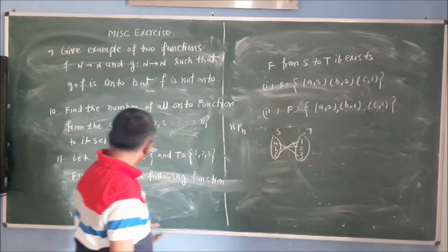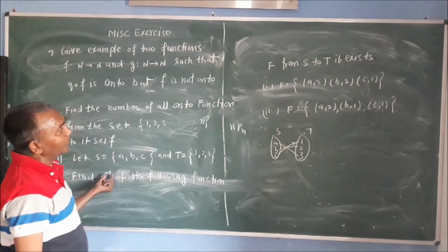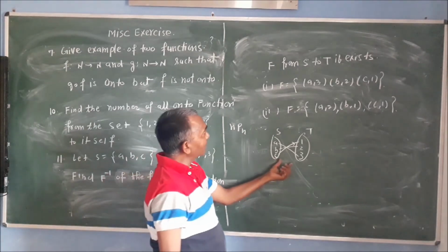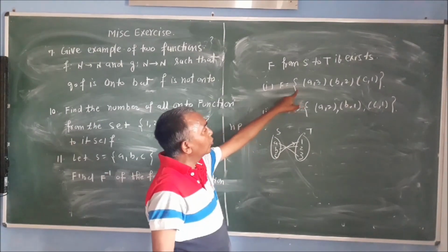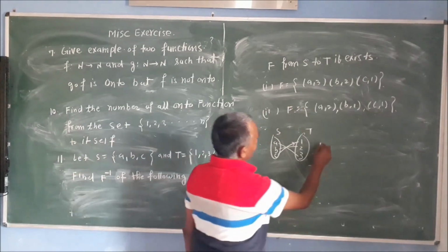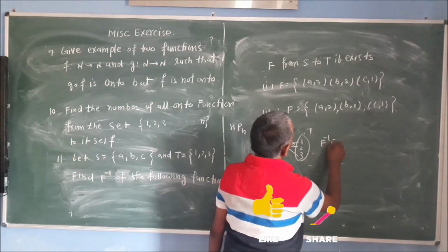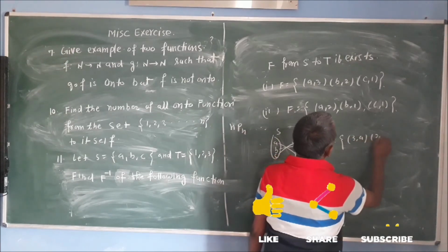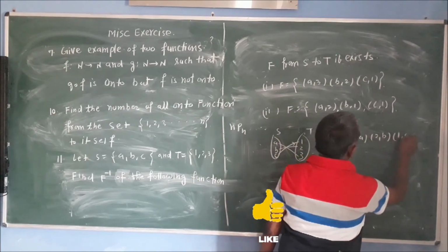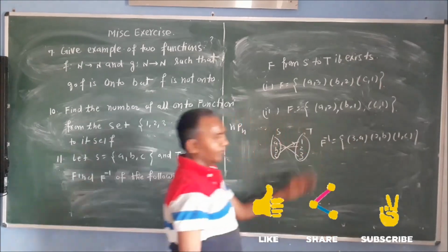So here we have to find f inverse. This is a bijective function. So what is f inverse? Simply, you change the domain and range of the function. So f inverse will be equal to 3a, 2b and 1c. So you will get the value of f inverse.